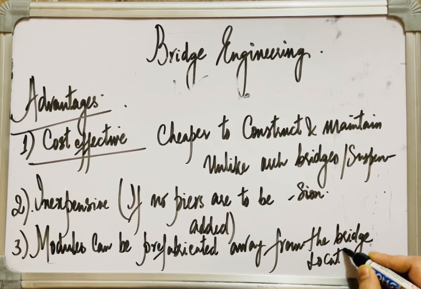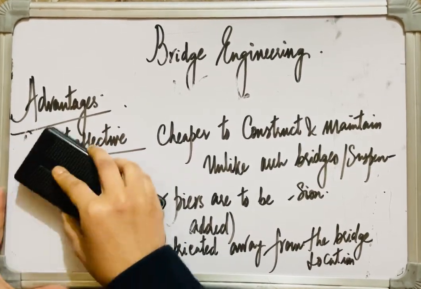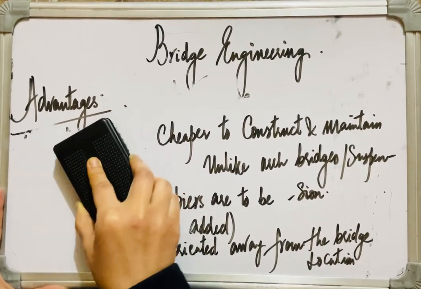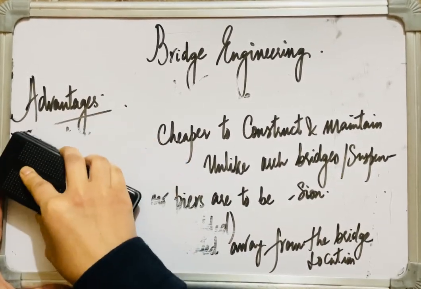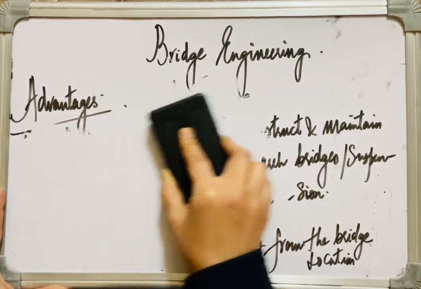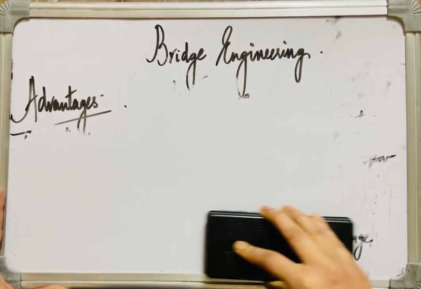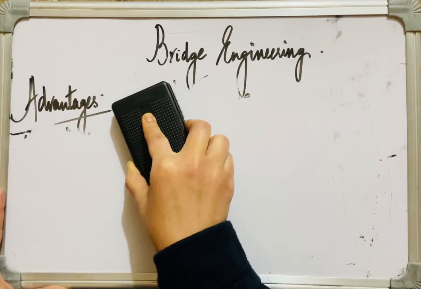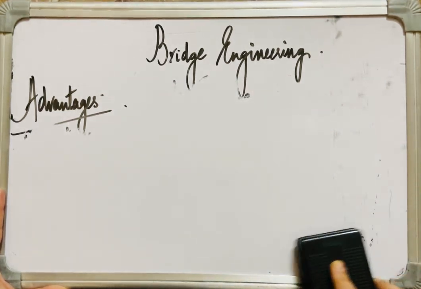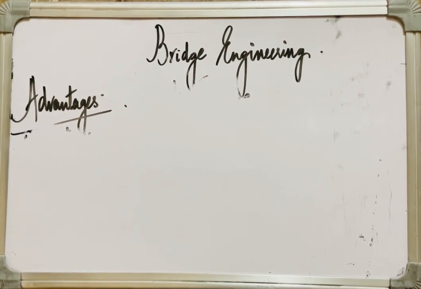Let us study about advantage number four, but before that, a quick recap. The first advantage of a beam bridge or a girder bridge is that it's quite cost effective. That is, it's easy to construct and rather cheaper to construct and maintain, unlike arch bridges or a suspension bridge. Second advantage, that it's quite inexpensive if no piers need to be added, if we are going to construct them for the shorter spans. And the third one was that modules can be prefabricated away from the bridge location.